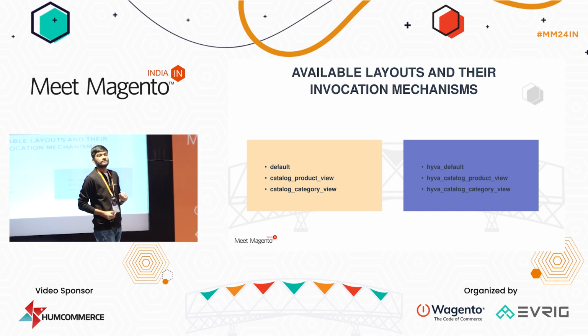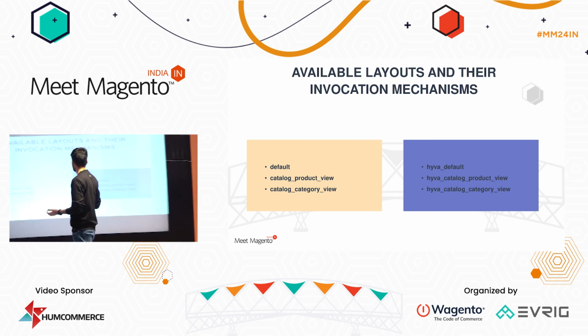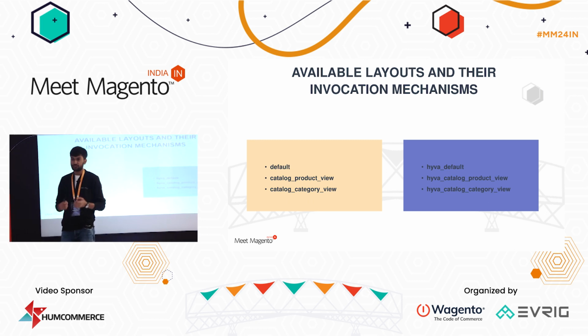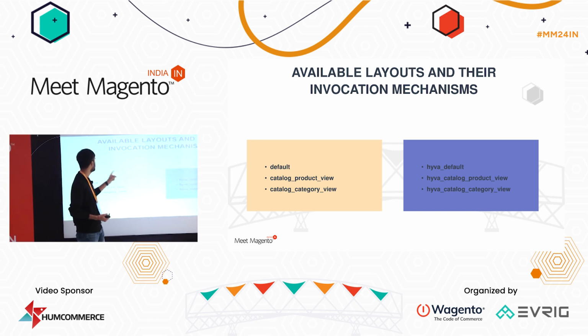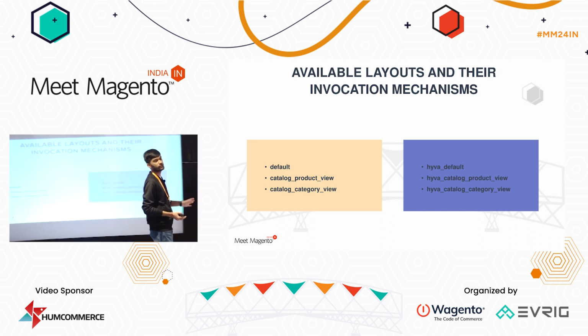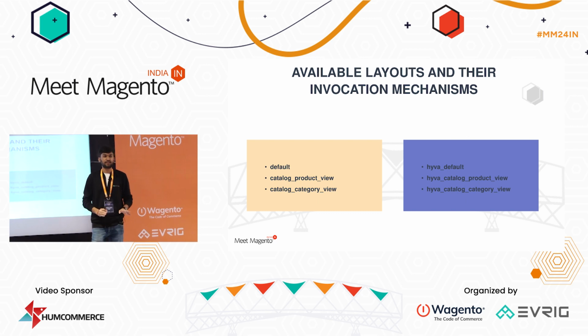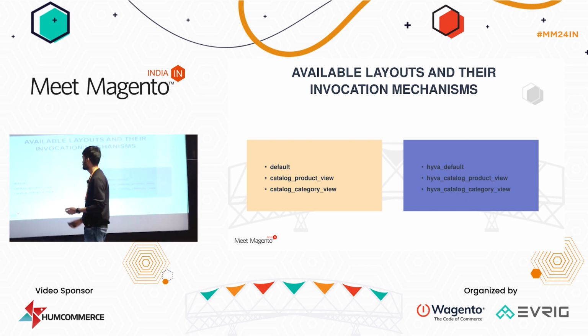Okay, but how can we ensure that all this override will actually work? For that, Hyvä executes the hyva_default file after the main default file is loaded. So this ensures that our execution always overrides the default modules.